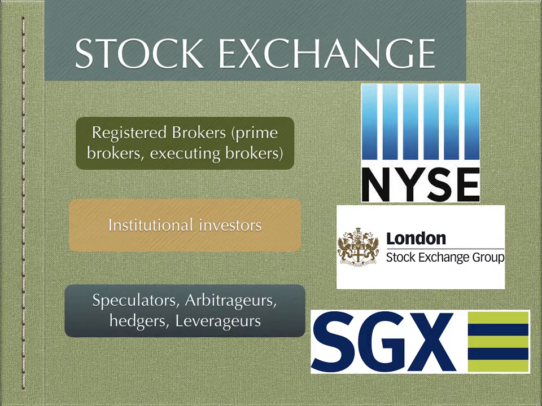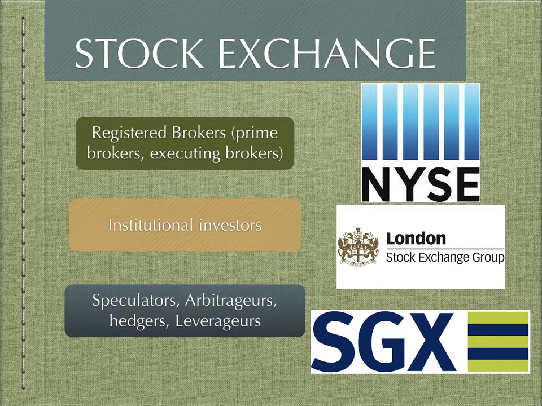The traders are of 4 types: speculators, those who speculate on price movements of specific equities. They take long positions or short positions and quickly exit their market positions. Arbitrageurs are those who exploit price differentials in 2 different markets. Hedgers are those who hedge the cash position with a counter position in the F&O, that is the futures and options segment. And leveragers.